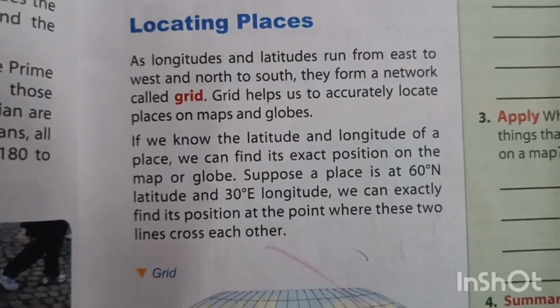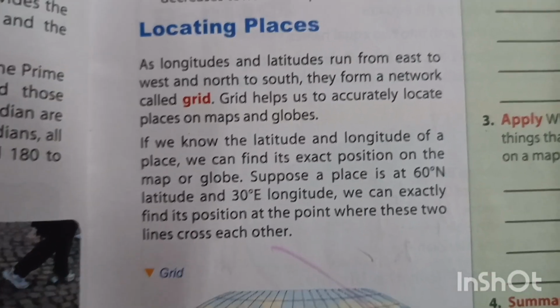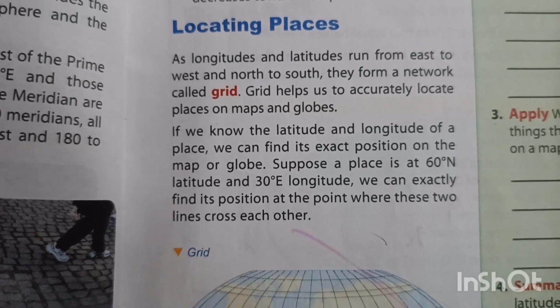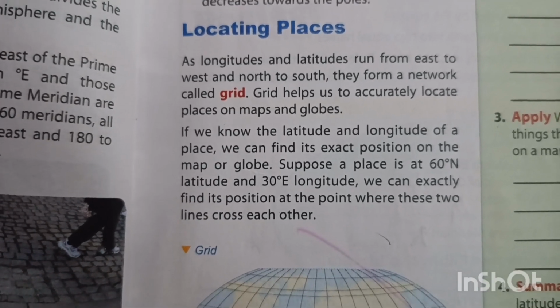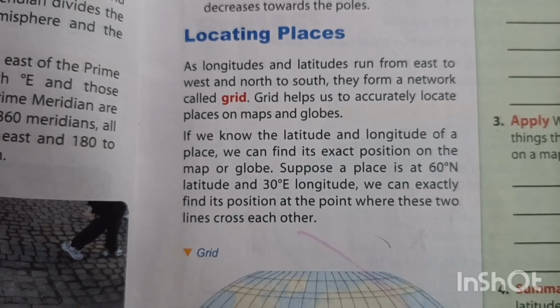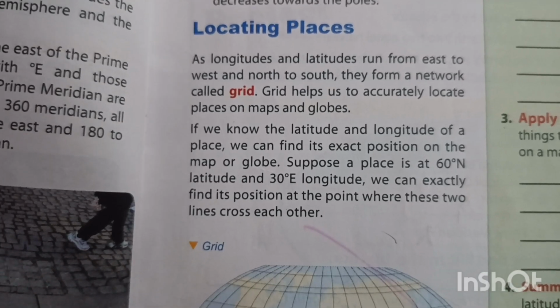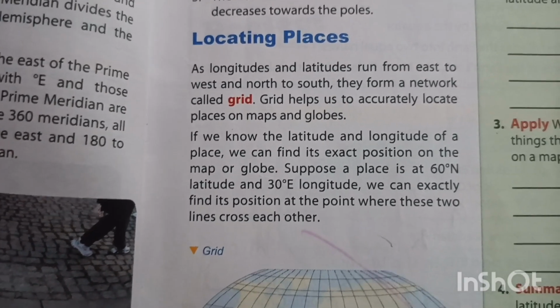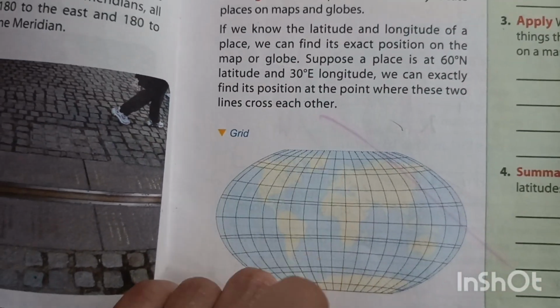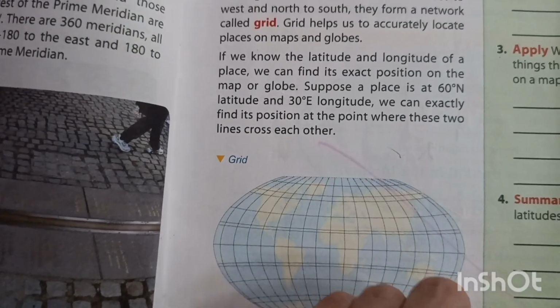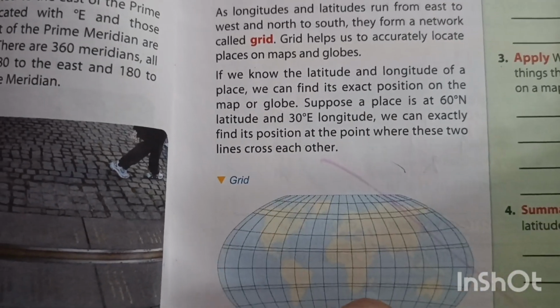Alright, if we know the latitude and longitude of a place, we can find its exact position on a map or globe. Suppose a place is at 60° N latitude and 30° east longitude. So now we can exactly find its position at the point where these two lines cross each other.